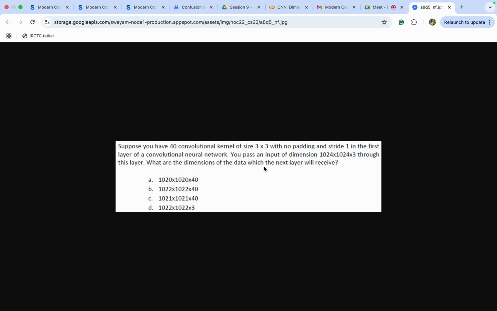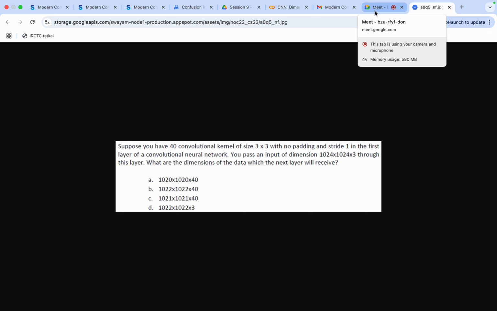So you have 40 kernels, and each kernel has a size of 3 cross 3. Let me just solve this question. 1024 cross 1024 cross 3 is your input. You have a kernel which is 3 cross 3, and you have 40 such kernels. What it essentially means is your filter size is 3 cross 3 cross 3.